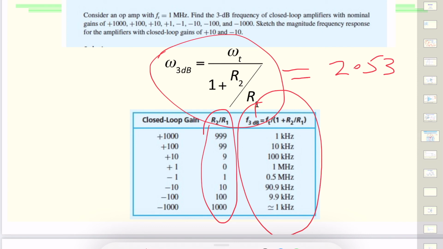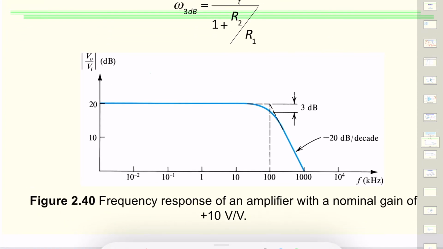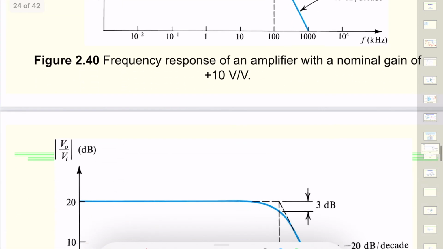Now this amplifier has a 3 dB frequency which is Ft divided by 2, and that's compared to the unity gain case where it was just Ft. So this illustrates the trade-off between gain and bandwidth. For any given op amp, the lower the gain that's required, the wider the bandwidth that we can achieve. This is what we call the gain bandwidth product, and that has to be equal to Ft of the op amp.